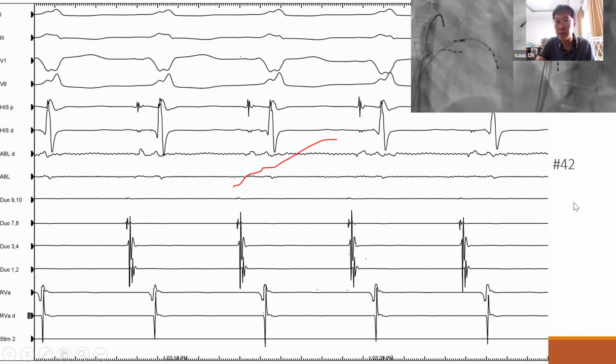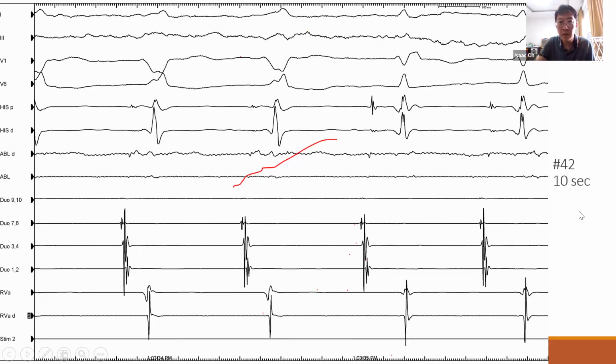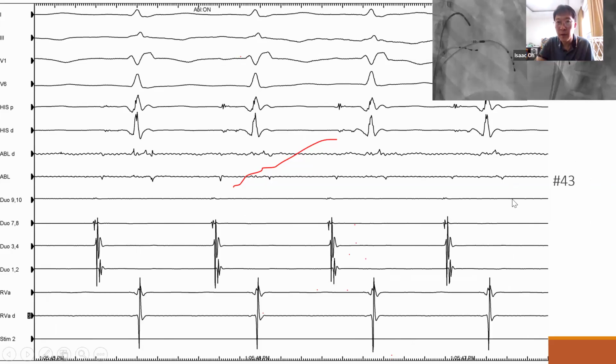And then we found another potential. It was not blocked immediately, but within 10 seconds the access pathway was blocked, and then we delivered around 2 minutes of ablation here. And then finally we made a booster ablation near the last ablation site, also for more than 2 minutes.